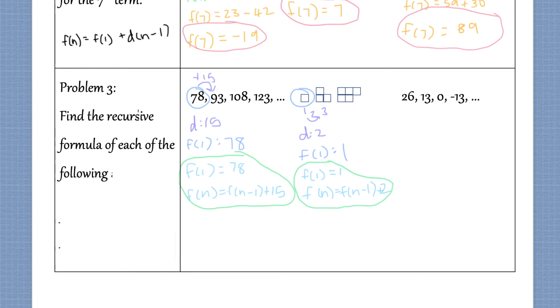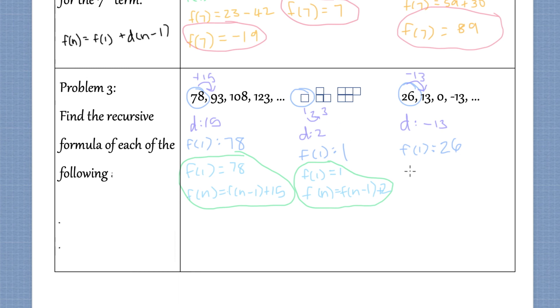Our last one over here, we're going to find the common difference right here to see how much we need to subtract from 26 to get to 13. And we're going to subtract 13. So our common difference is negative 13. Next, we're going to find our initial value. And so it's going to be f of 1, and the initial value is just the first term again. And so the first term is 26. So our initial value is 26.